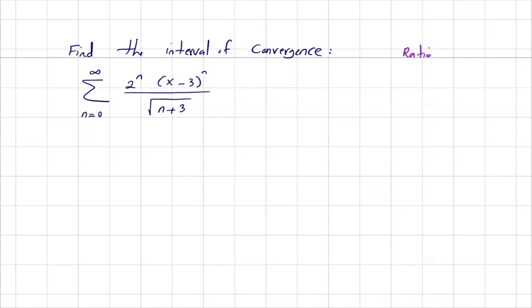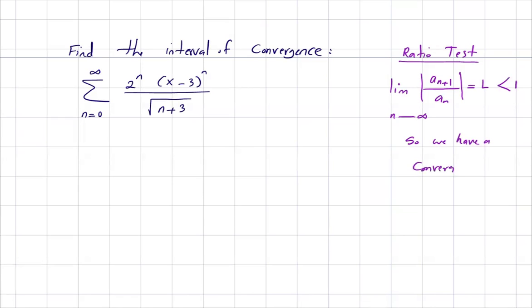For the ratio test, we are finding the limit of the absolute value of a_(n+1) over a_n as n goes to infinity, and it's equal to L. This L must be less than 1, so we have a convergent series. Very good.